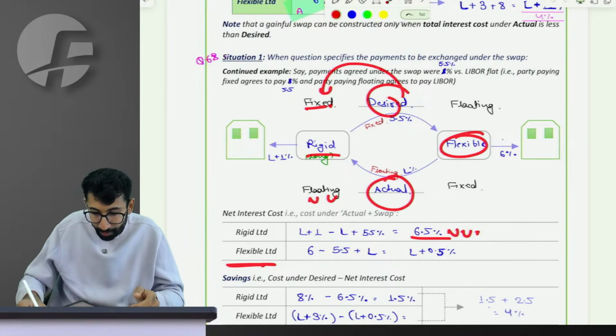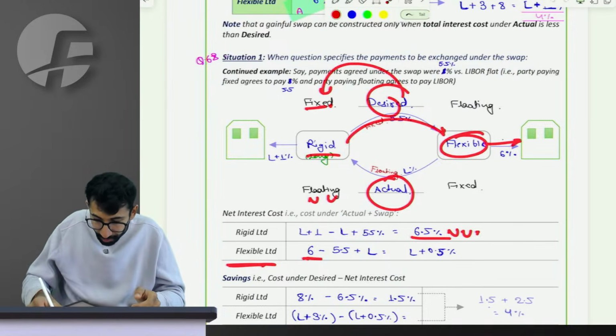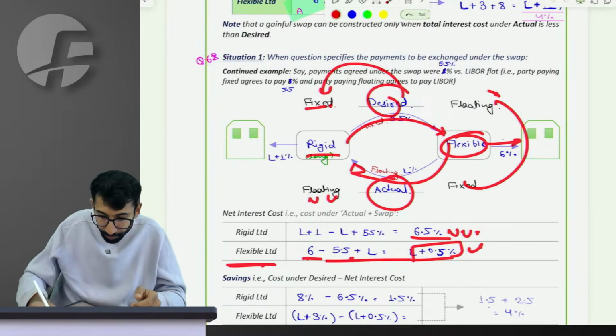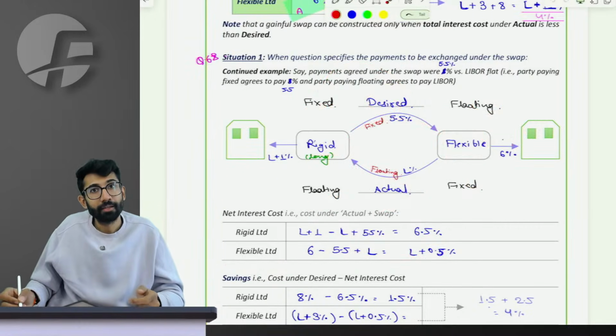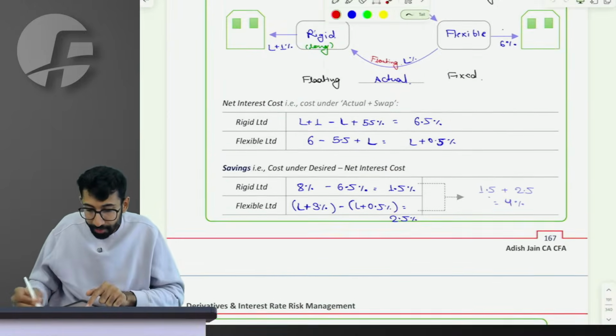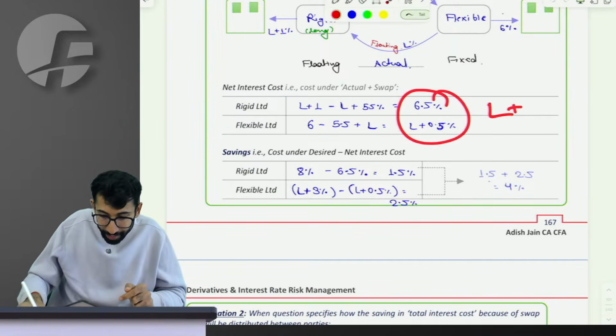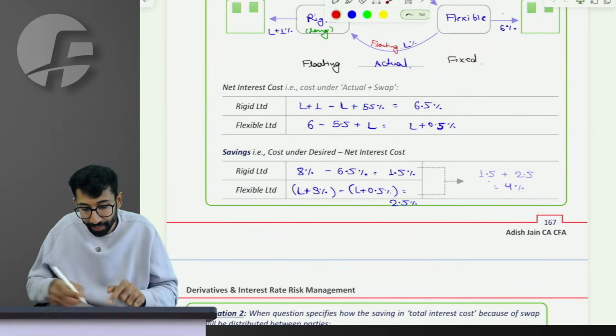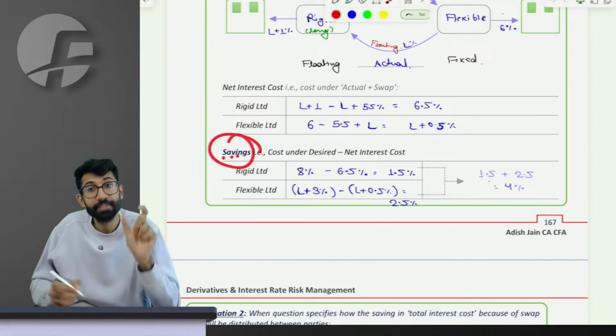Similarly for Flexible, you were paying 6. You receive 5.5, you pay L. Effectively, you are paying L+0.5. You have come to your desired of floating. Desired has been achieved, and that too at a lower cost. Overall they are paying L+7% only if you observe. What is the individual gain? Look at the savings, really important.